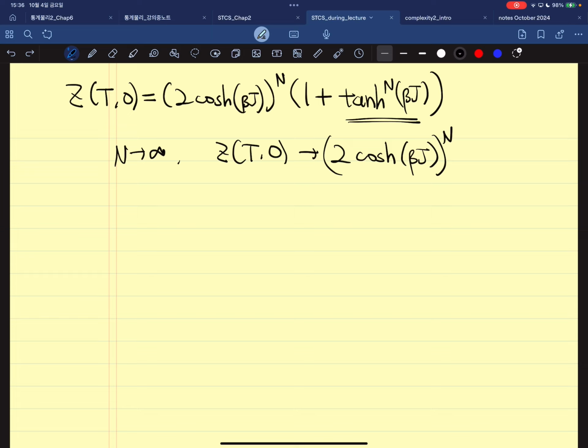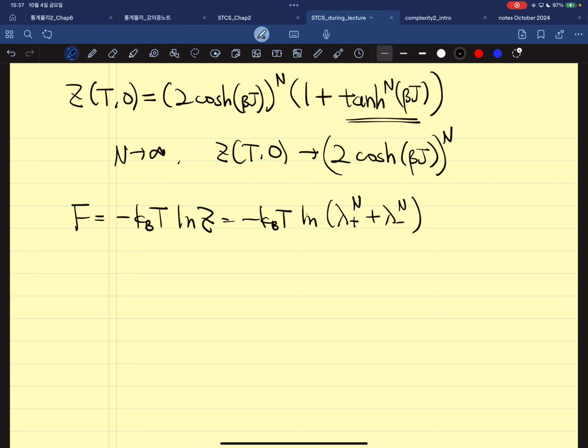So again, it's almost the same as the non-interacting spin system, but instead of h, we have j now. So we have this free energy, minus kBT log C. And again, this is minus kBT log this one.